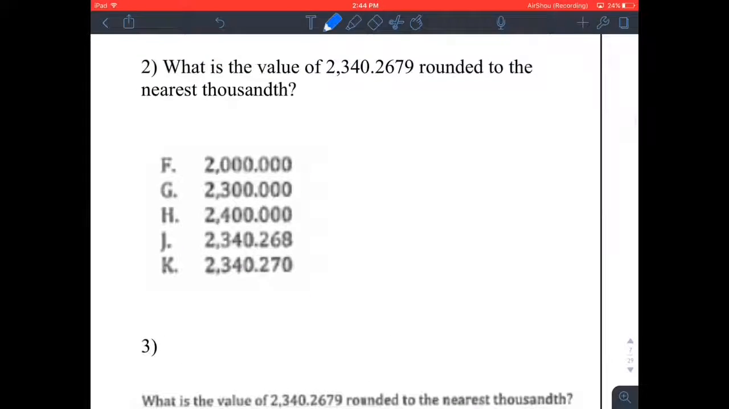Number 2, what is the value of this number to the nearest thousandths? This is thousandths. If you look one to the right, it's a 9. It's going to make this an 8, 0. So we got 2, 3, 4, 2, 6, 8, so 0 here on the end, which you don't have to write.